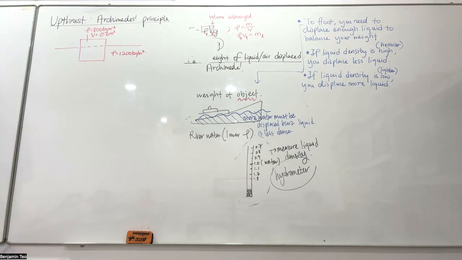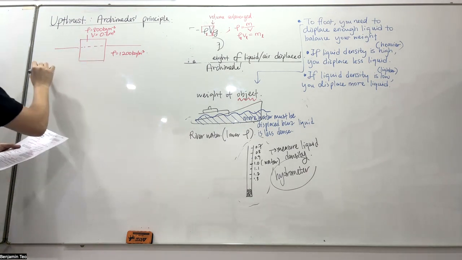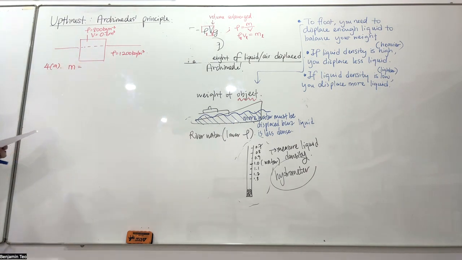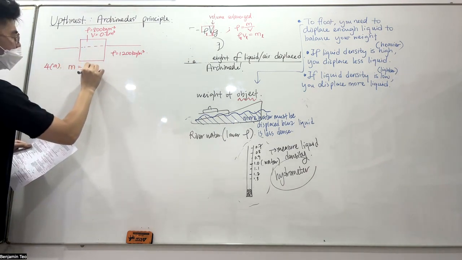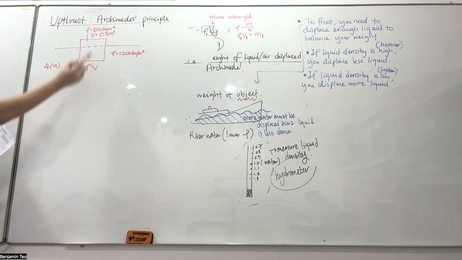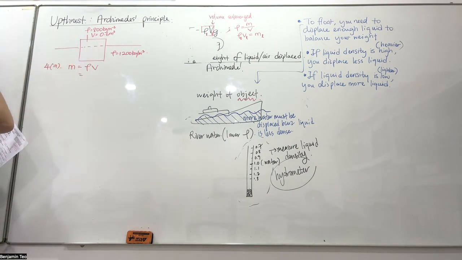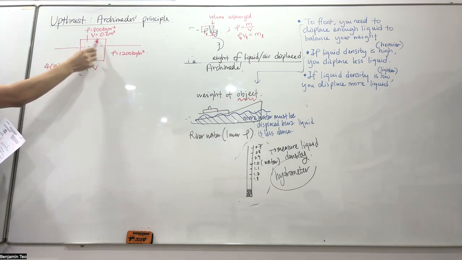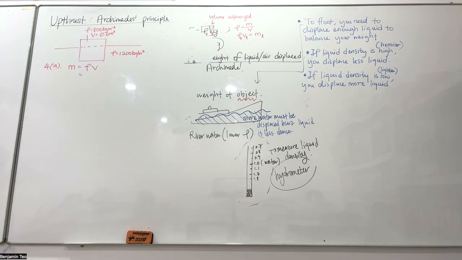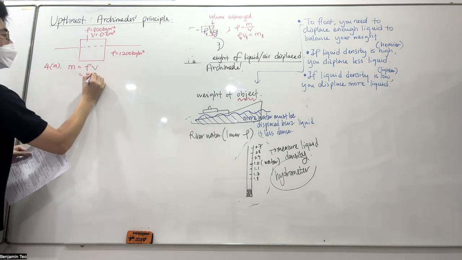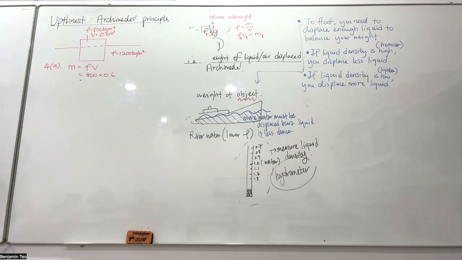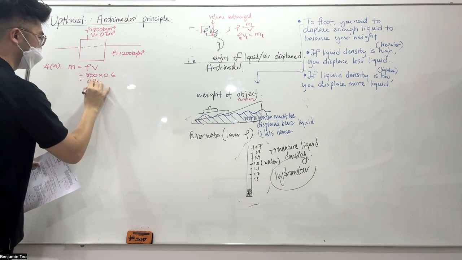This is the first question. Find the mass of the balloon. Okay. Mass equal to density times volume. So you got the density and the volume of the block. The volume is the total volume, not the volume of submerged. This is the volume of the block. So 800 times 0.6. We got 480 kg.